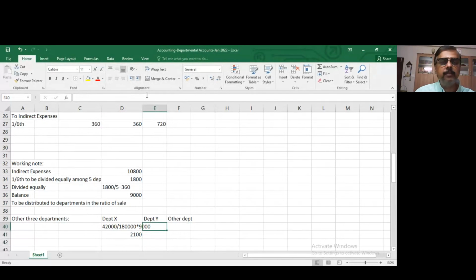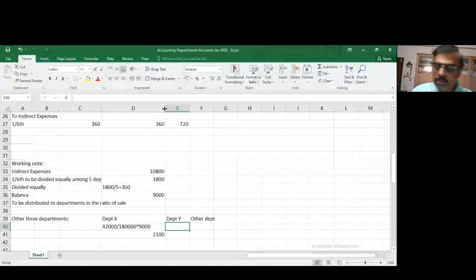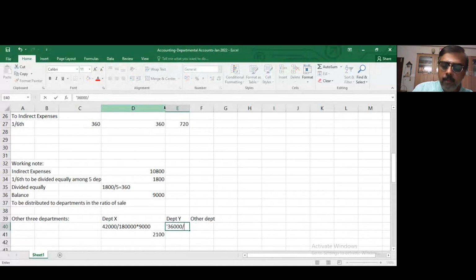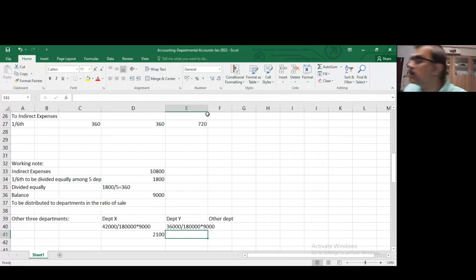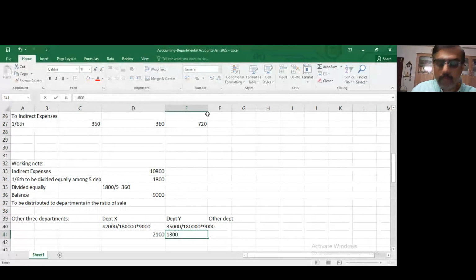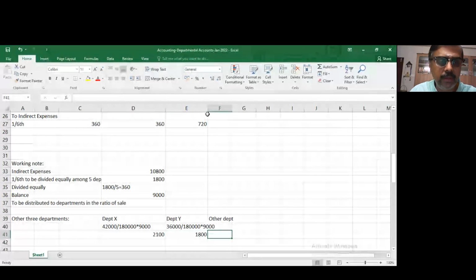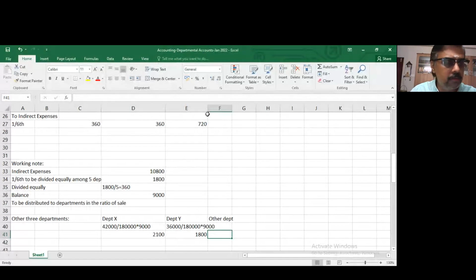Now let us take department Y. Total sales for department Y 36,000. 36,000 divided by 1,80,000 into 9,000. What do you get? 1,800. Very good. 1,800 is for department Y. So other departments is a balance. You need not even calculate that because we are not supposed to prepare that, so we can ignore it.